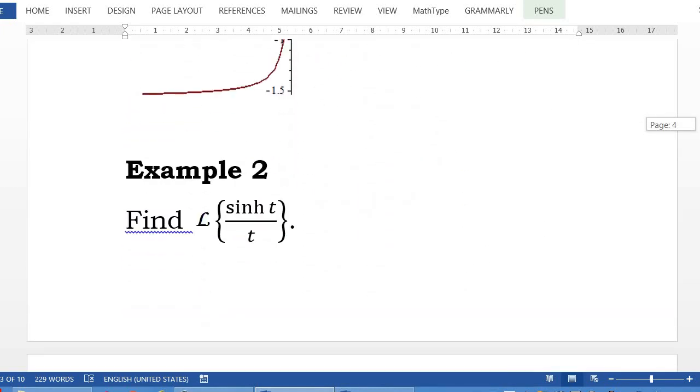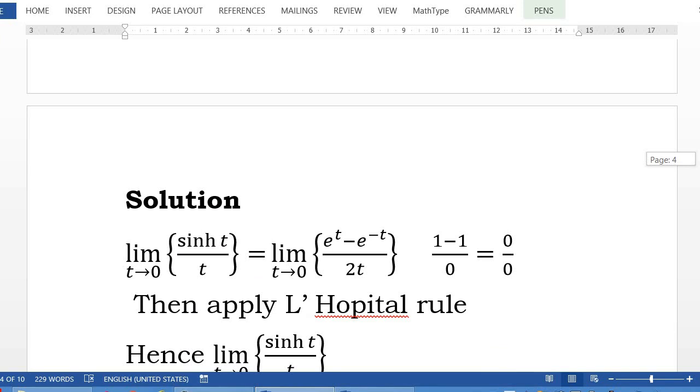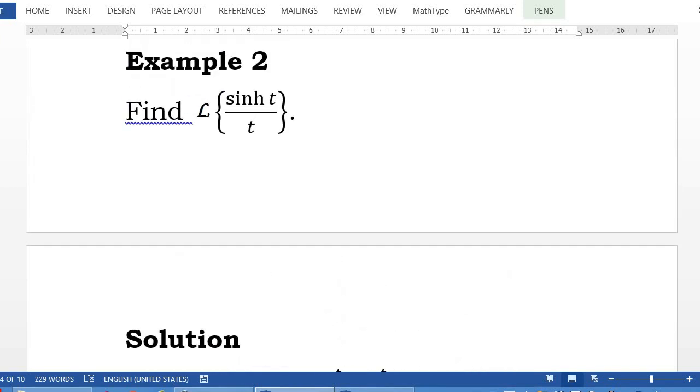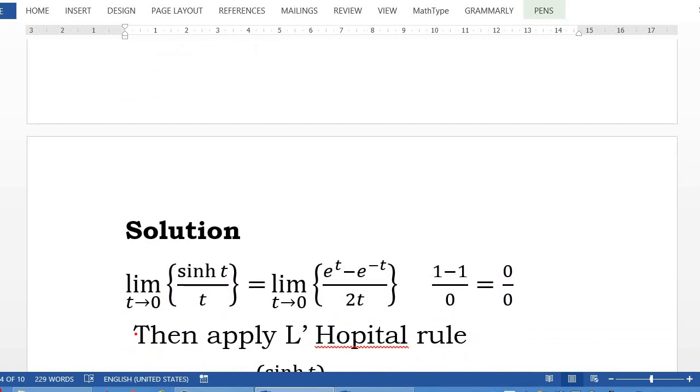Okay, the second example: find the Laplace transform for hyperbolic sin t over t. So similarly, before you can evaluate the Laplace transform, you have to confirm that the limit for sinh t over t when t approaches 0 exists. So to evaluate the limit, you plug in t equal to 0 into the function. Or we can change the hyperbolic sin t to exponent t minus exponent negative t divided by 2.